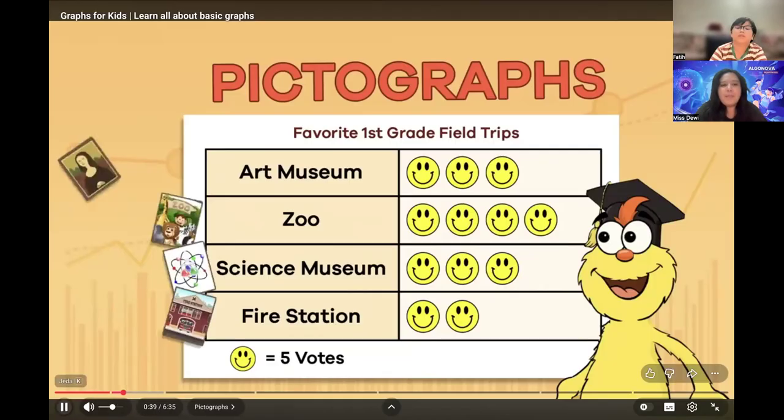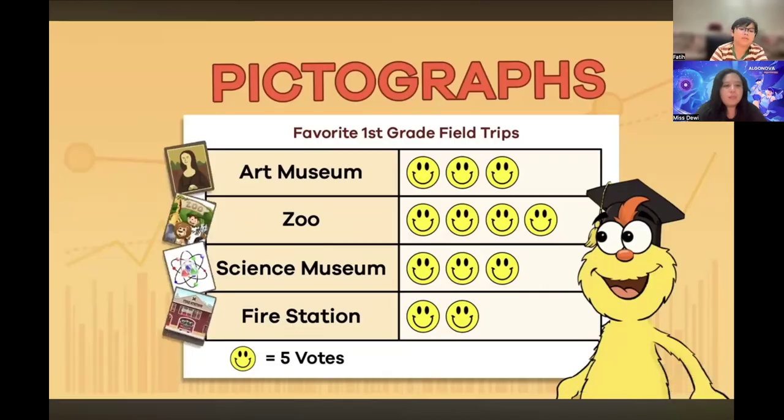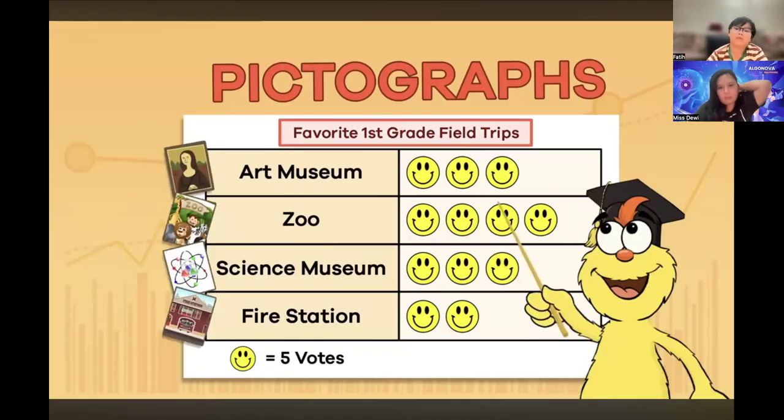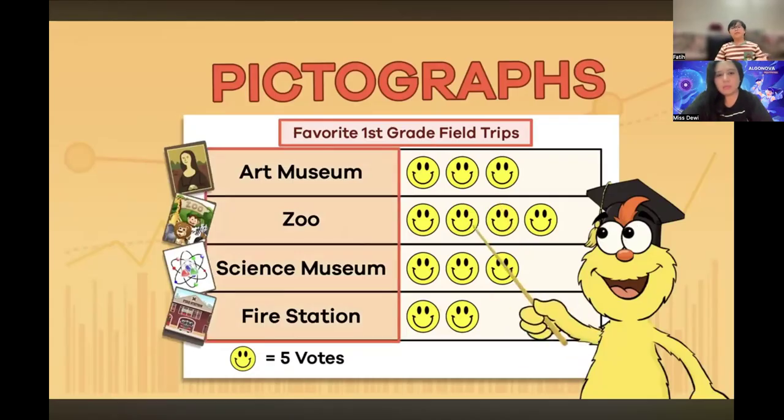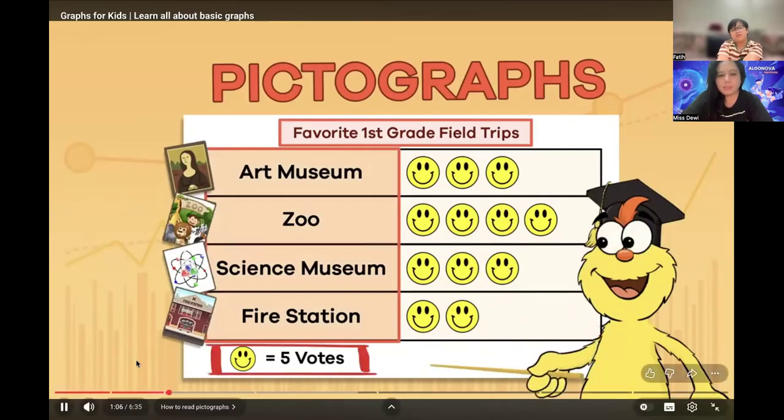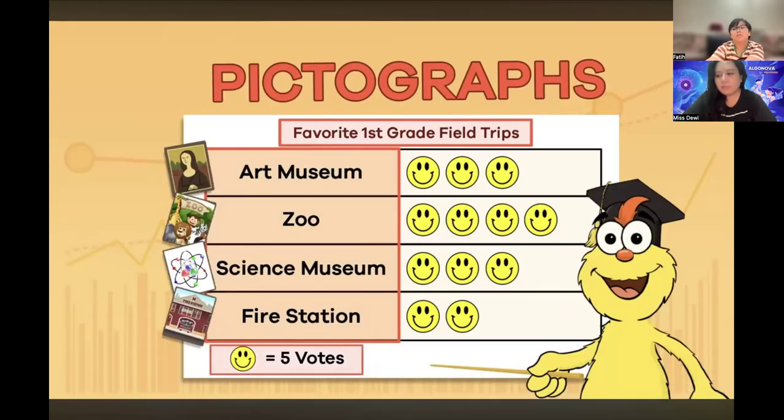This graph shows pictures of smiley faces. The title at the top tells us that this graph is about favorite first grade field trips. The places the first graders visited are written on the left side of the graph: Art Museum, Zoo, Science Museum, and Fire Station. On the bottom of the graph, it tells us that one smiley face equals 5 votes. The number of smiley faces in each row add up to the number of votes each place received.